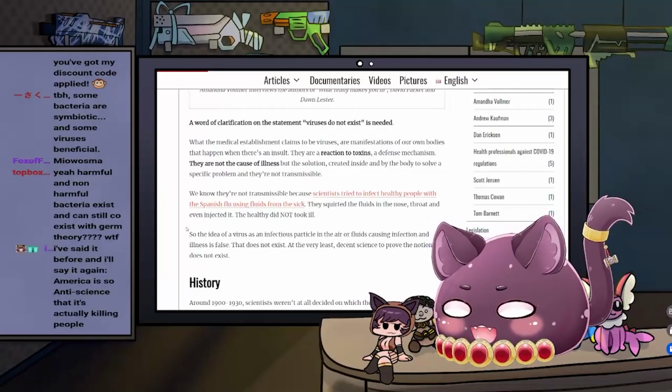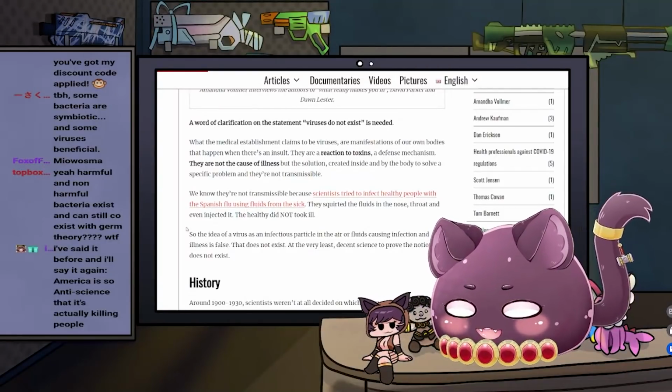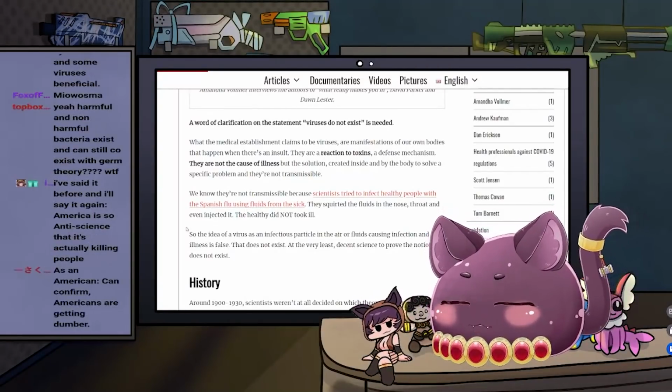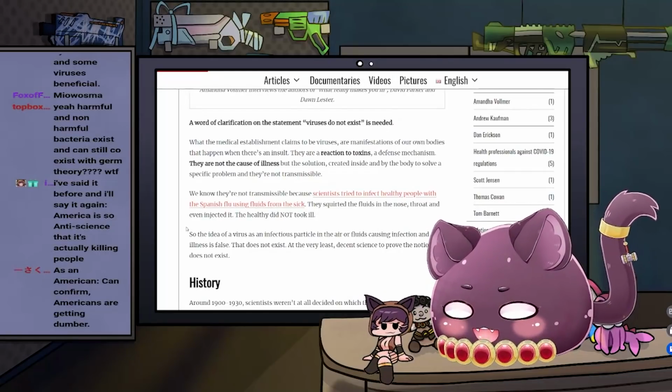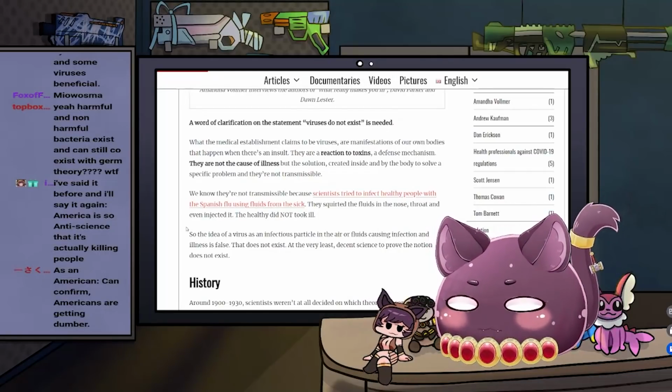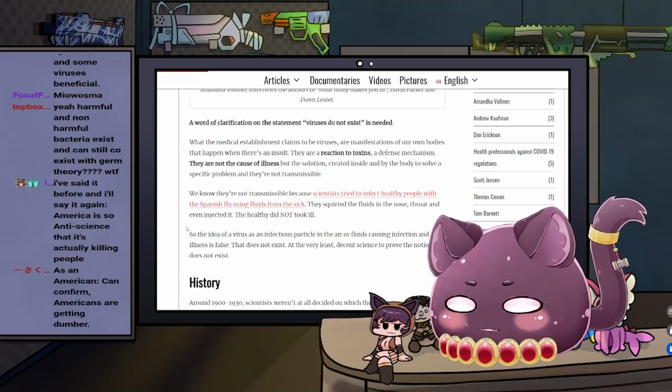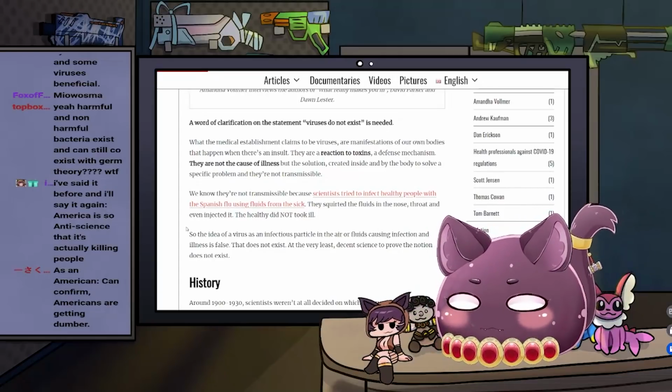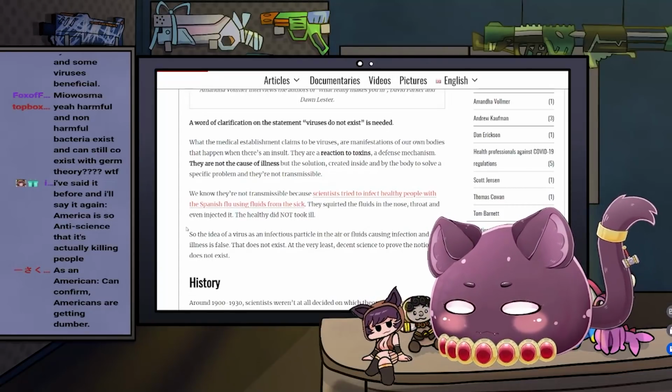A word of clarification on the statement, viruses do not exist, is needed. What the medical establishment claims to be viruses are manifestations of our own bodies that happens when there's an insult.